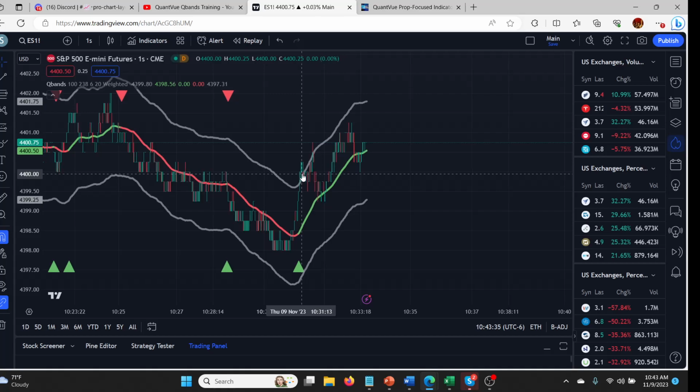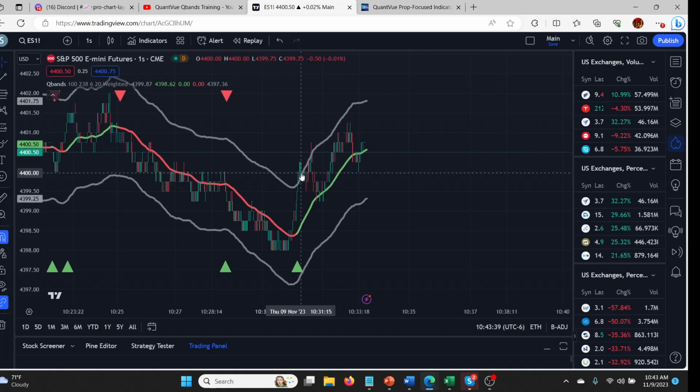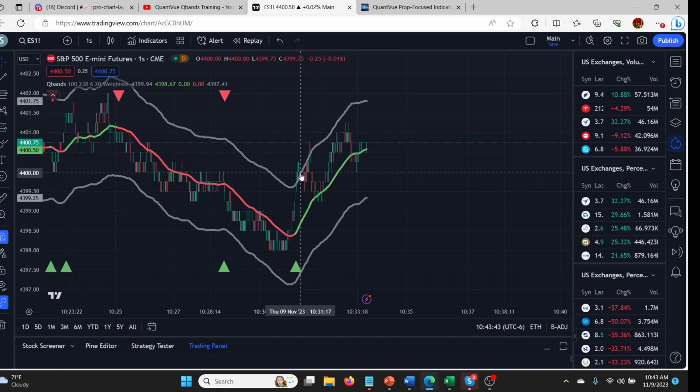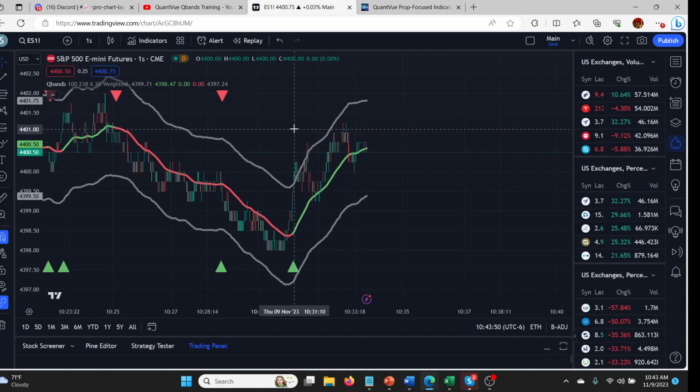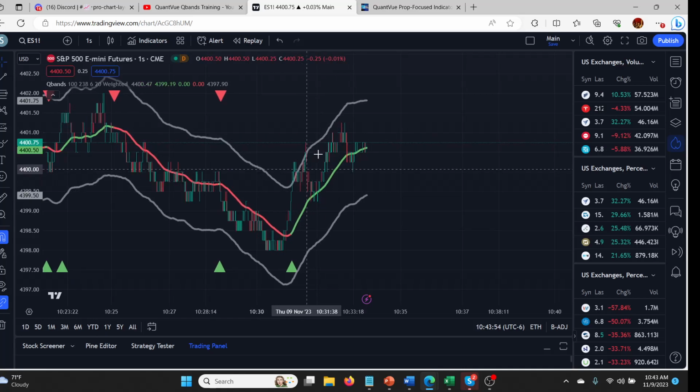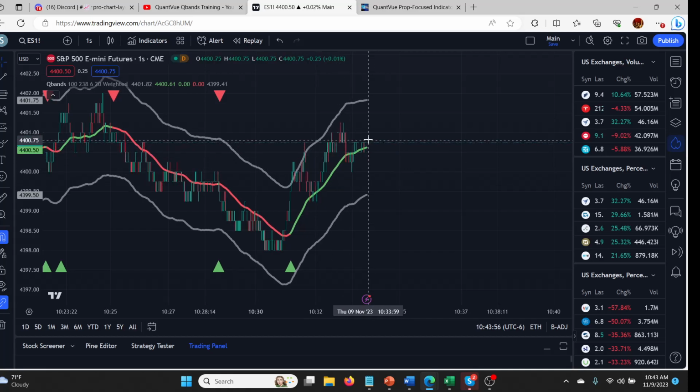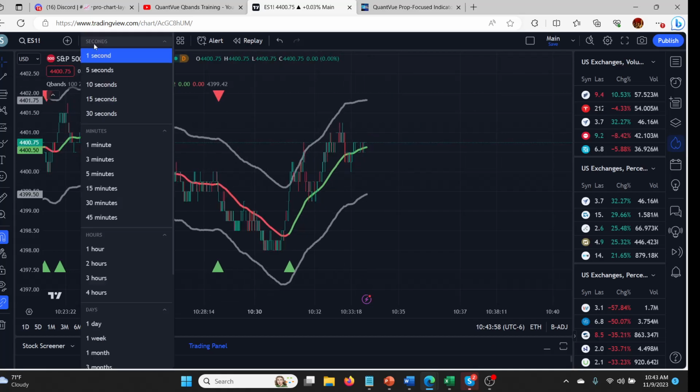We've had roughly 0.75 upside. So it's gone from 4,400 and now we're at, I guess we got to 4401. So far this is a very slow move. Even on the 1 second, it's taking its time. Let's go and look at it on the 1 minute.